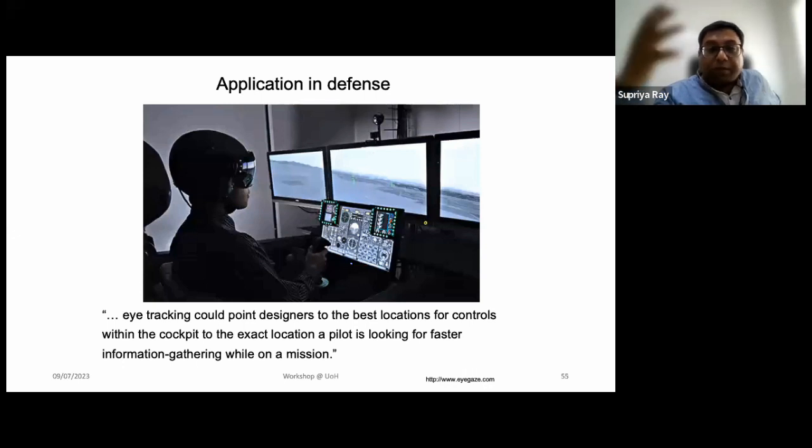Now, based on this kind of finding, even in defense, eye tracking could point designers to the best location for controls within the cockpit, to the exact location where the pilot looks most often or looks faster for information gathering while on a mission. So eye tracking can help the designers put the important instruments in a more accessible location where the pilot can look faster or more easily. Okay, so that's it for today.